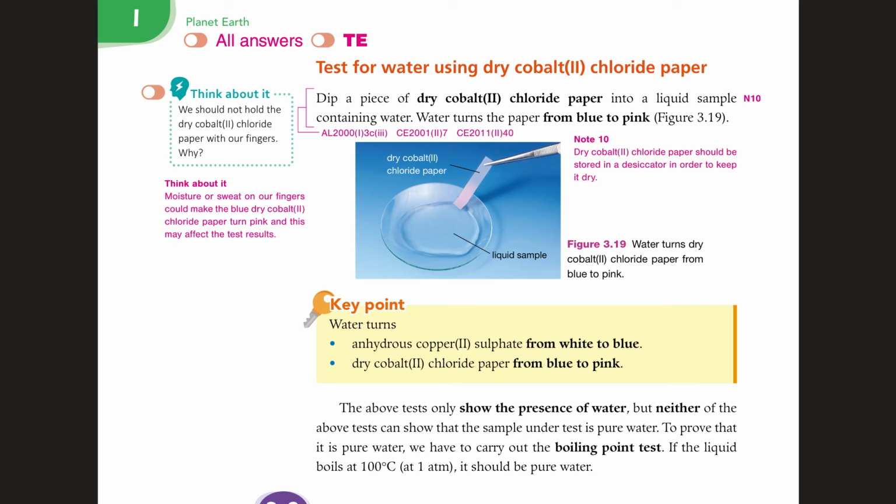The second test for the water includes the use of dry cobalt 2 chloride paper. It is a blue paper. Once water is added to the paper, it will turn from blue to pink.